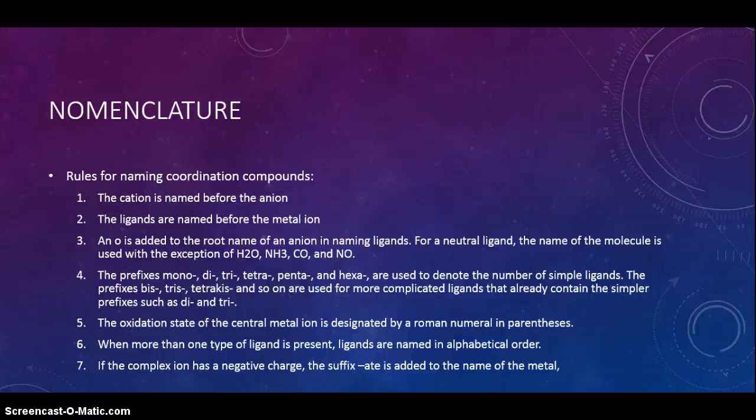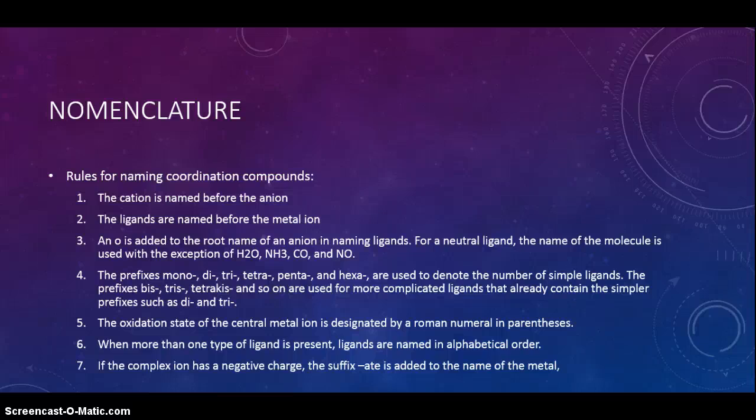Like any ionic compound, the cation is named before the anion, and in naming the complex ion, you name the ligands before the metal ion. In naming ligands, an o is added to the root name of an anion. For example, the halide ligands are called fluoro, chloro, bromo, and iodo, hydroxide is hydroxo, and cyanide is cyano. If the ligand is neutral, then the name of the molecule is used. There are exceptions to this, though: H2O, NH3, CO, and NO.